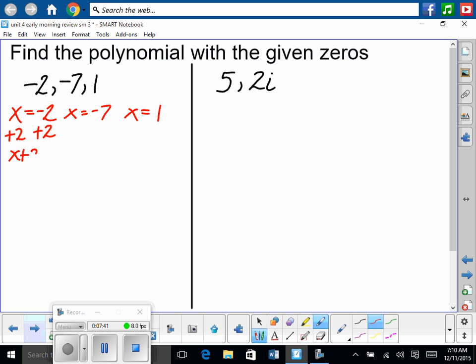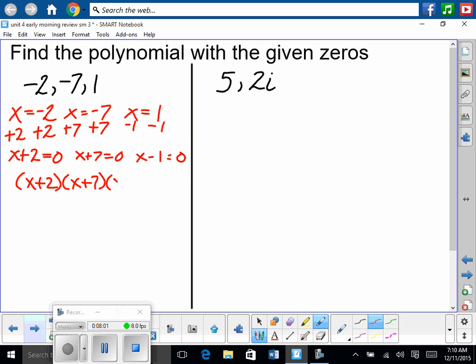So we have x plus 2 is equal to 0. Bring them over correctly. Like, don't just say x minus 7. You've got to bring the 7 over correctly. So we have x plus 7 is equal to 0. Subtract 1. So I have x minus 1 is equal to 0. So now, since they're all equal to 0, I can pull them together and multiply them.